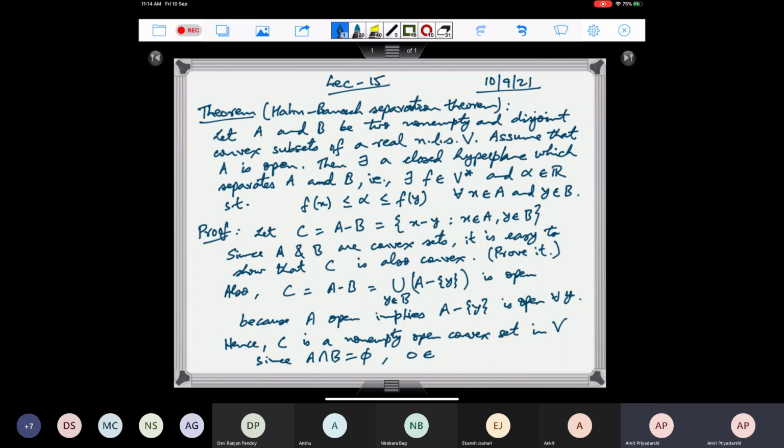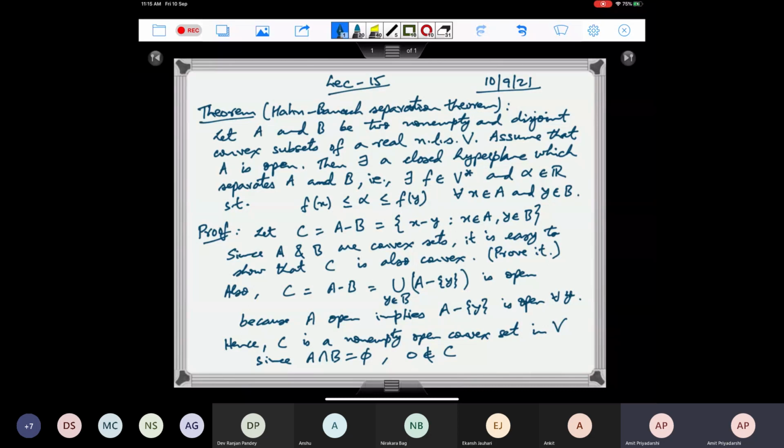0 is not in C, right? 0 will be in C if 0 can be written as x minus y, where x is in A, y is in B, that will mean that x is equal to y. So that is only possible if there is something which is in the intersection. So because these are disjoint, this origin is not in this open convex set C. So now we get a non-empty open convex set and a point which is not in C.